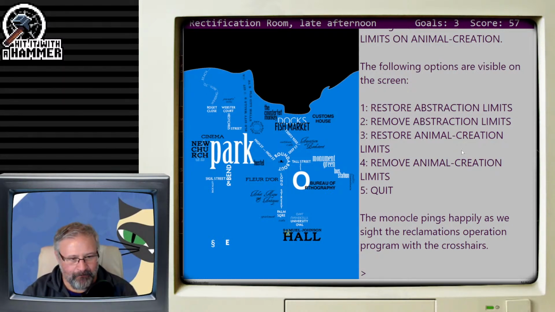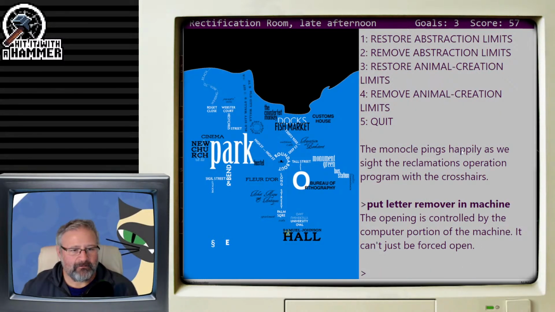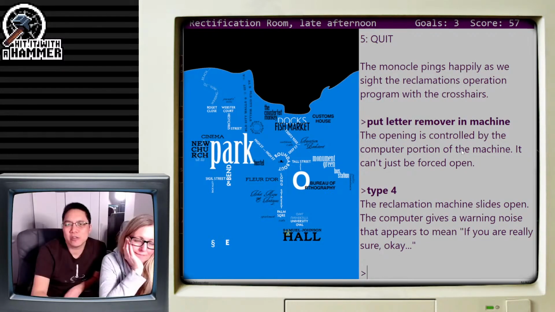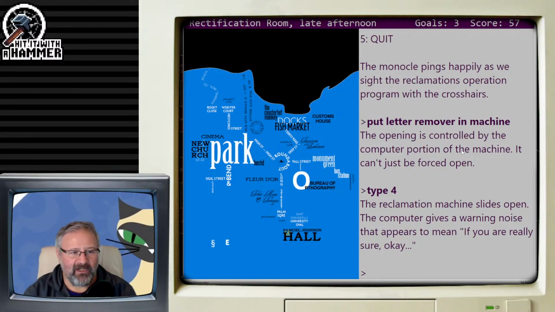Okay. Put letter remover in machine. Oh, the opening is controlled by the computer portion of the machine. It can't just be forced open. Okay. So type 4 for remove animal creation limits. Yeah, it might do it for us. The reclamation machine slides open. The computer gives a warning noise that appears to mean, if you're really sure, okay.